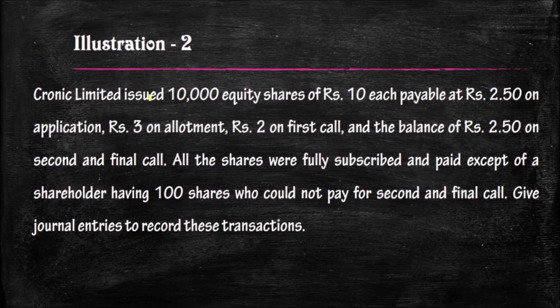The Chronic Limited issued 10,000 equity shares. You know very well, two types of shares are there, equity and preference share. Here it is 10,000 equity shares of rupees 10 each. And it is payable at rupees 2.50 on application, 3 on allotment, rupees 2 on first call, and the balance of rupees 2.50 on second and final call.